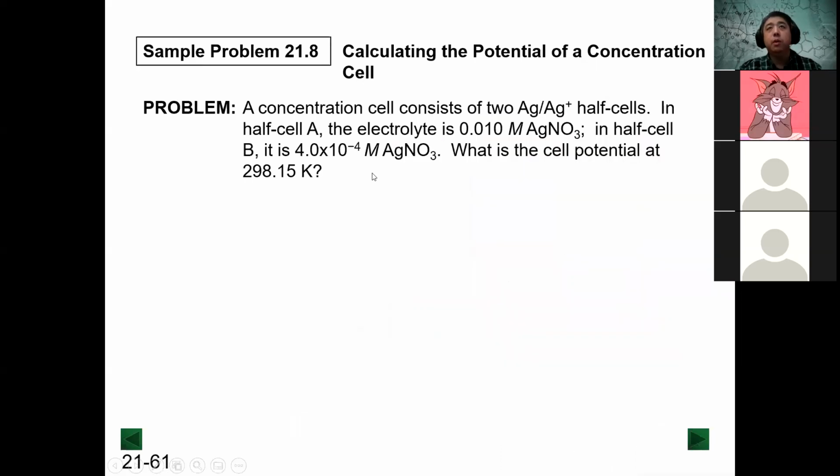So I want you to give this problem a try. You have here two silver electrodes. So essentially, this is a concentration cell. So two of these half reactions, they're both silver. So one of these is a 0.01 concentration. The other one is 4.0 times 10 to the negative 4 concentration.